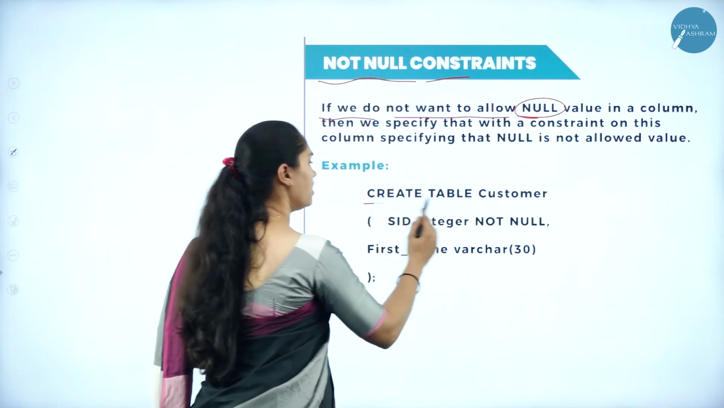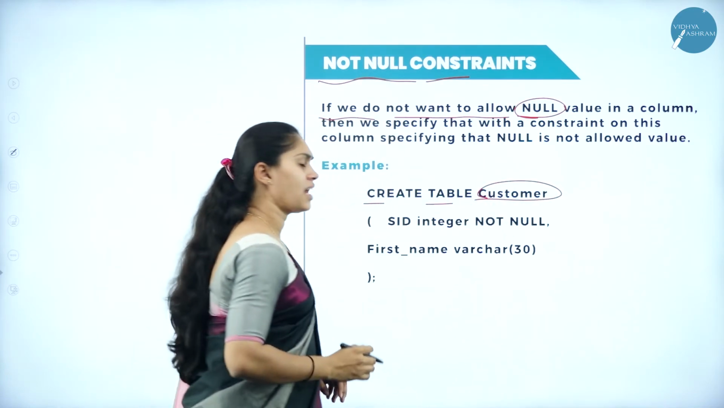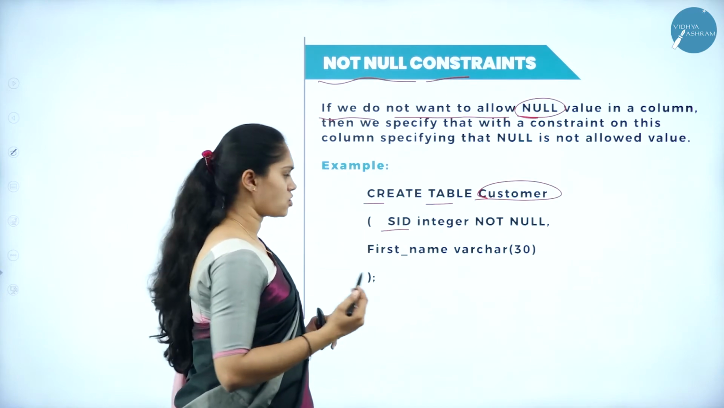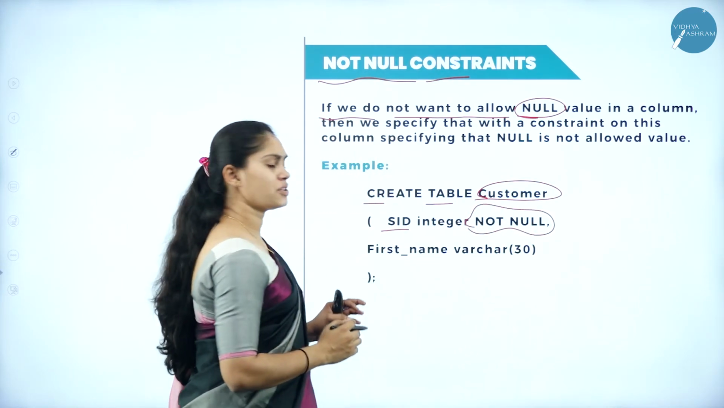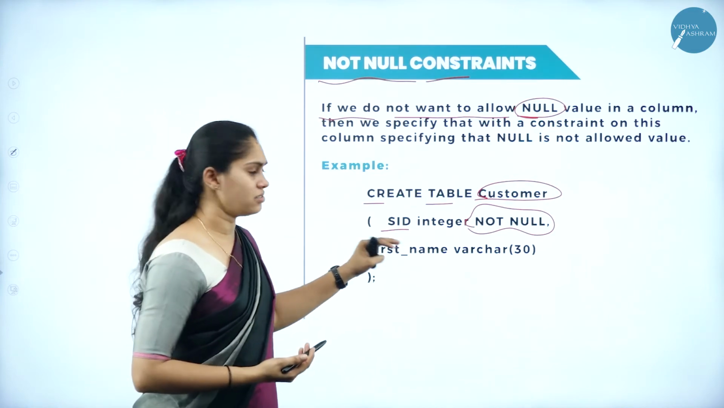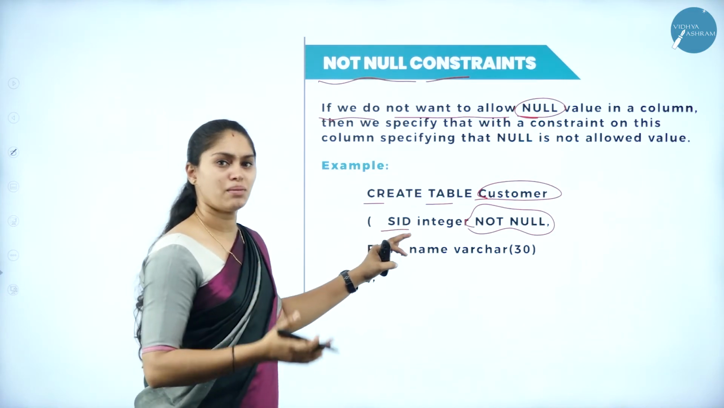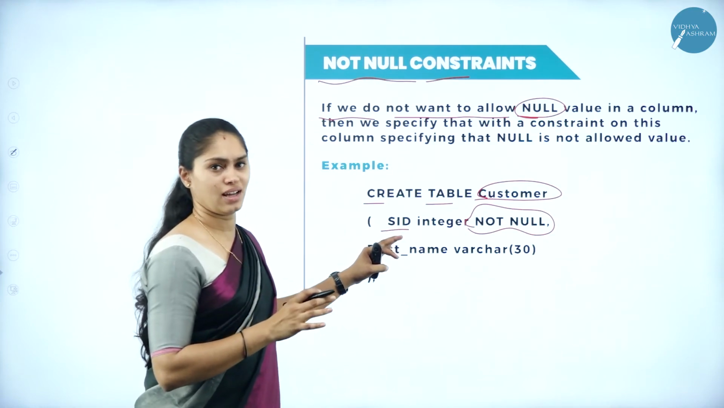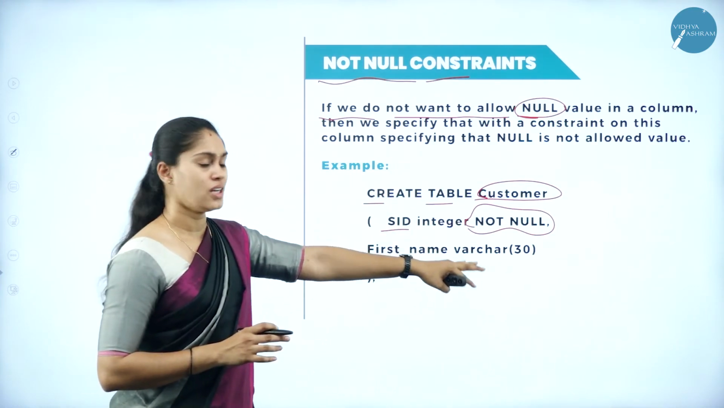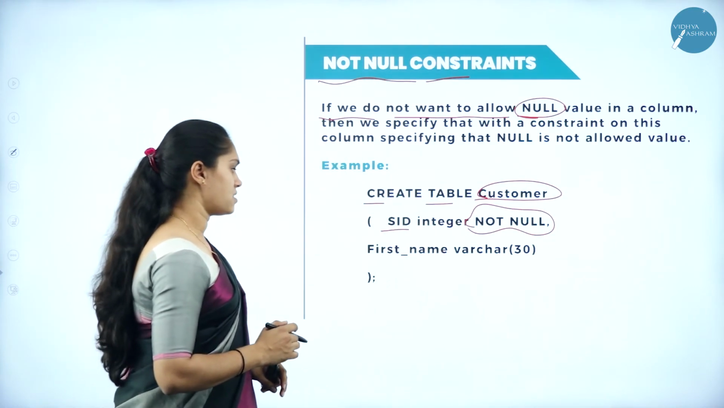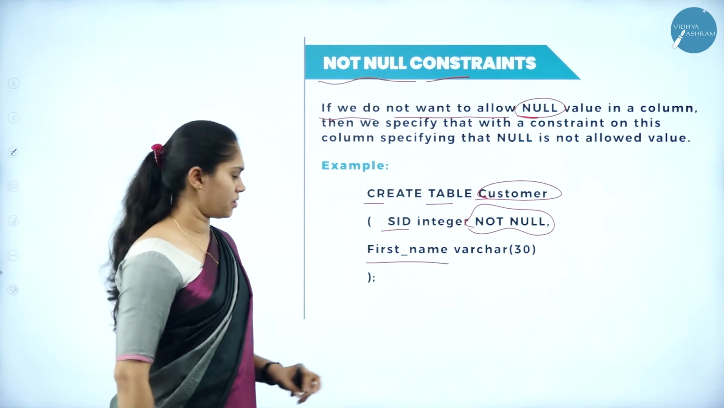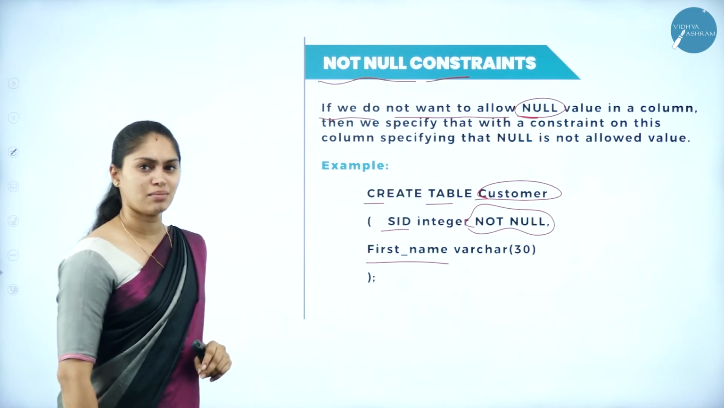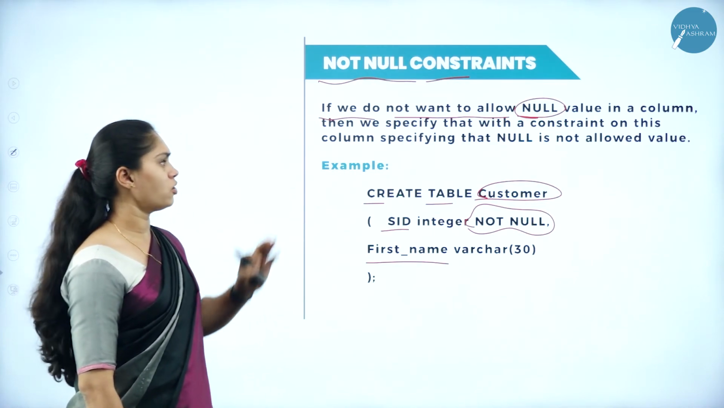So you can see here, create table customer, that includes SID. It includes the SID column, and it should be not null. That means we can't leave this SID column blank. So it should not be null. We have to fill in some value. That is the not null constraint. And also we have one more field called field name, which is of type varchar. Then we will be closing that customer table. This is related to not null.